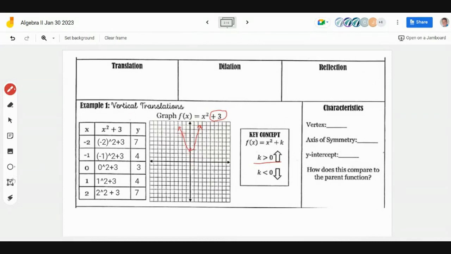So when it was a positive 3, it went up. Yeah, 3. I don't have my headphones on yet. So yeah, you're hearing all of him.